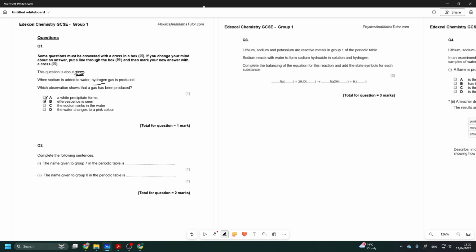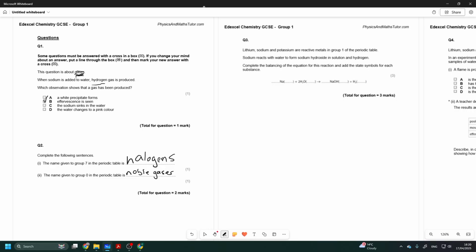Okay, the name given to Group 7 in the periodic table. These are the halogens. That's what they're called. Okay, and the name given to Group 0, these are the noble gases. Job done.